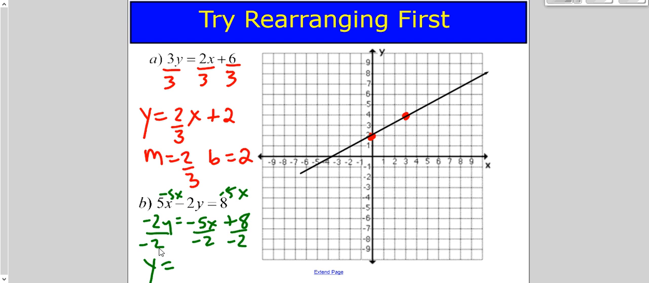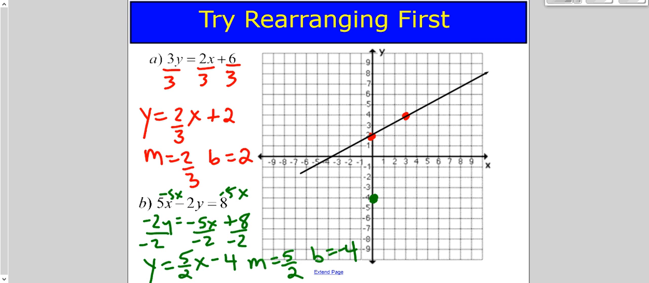So that gives me y equals, because -2 divided by -2 is 1. -5 divided by -2 is going to give me just a positive 5/2, because of that double negative, of course, means positive. And 8 divided by -2 is -4. So I have a slope of 5 over 2, which is great. And I have a y-intercept at -4.